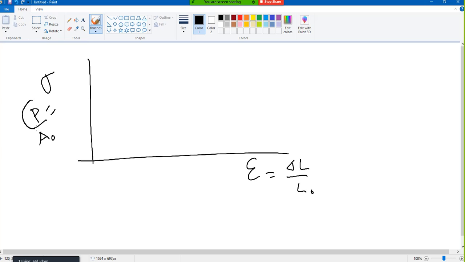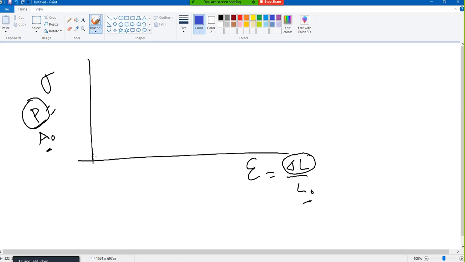So you can see that my P will change, my delta L will change, but L naught and A naught will not change. They will be constant because we are using engineering stress and strain. Now true stress, true strain, we never use it. It is just a concept.